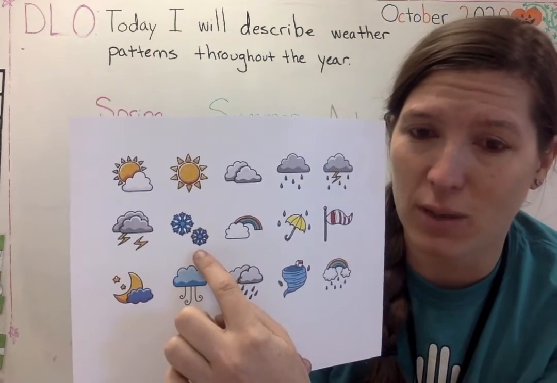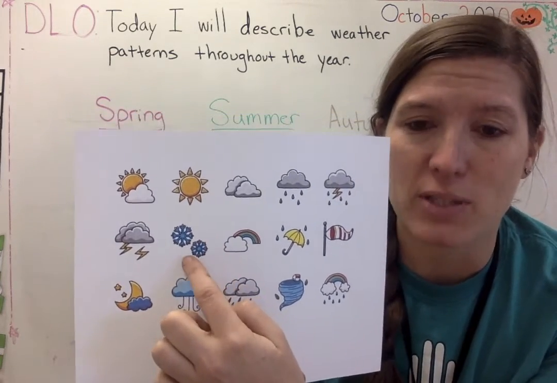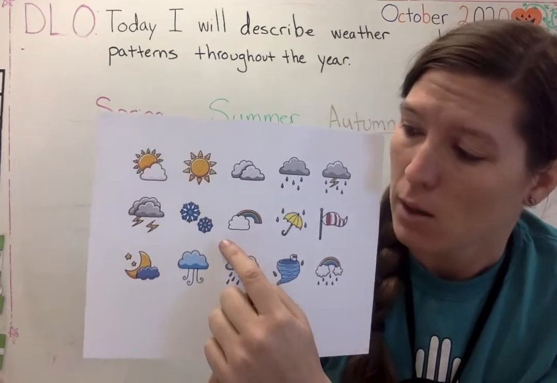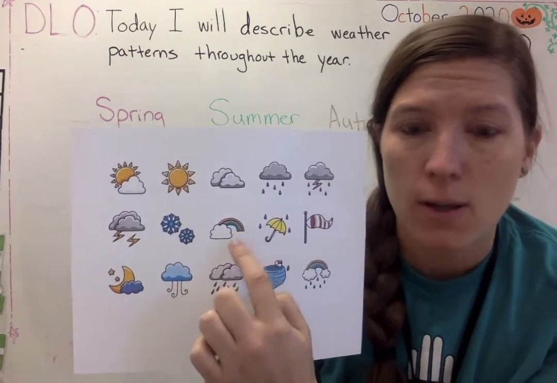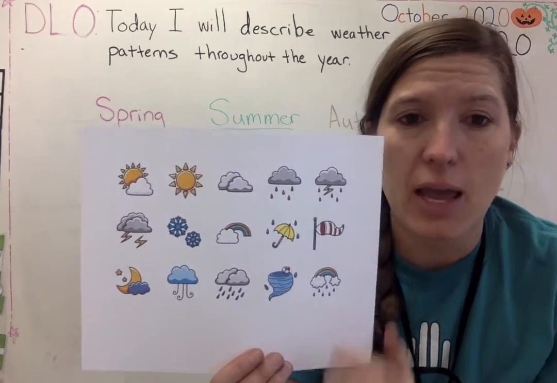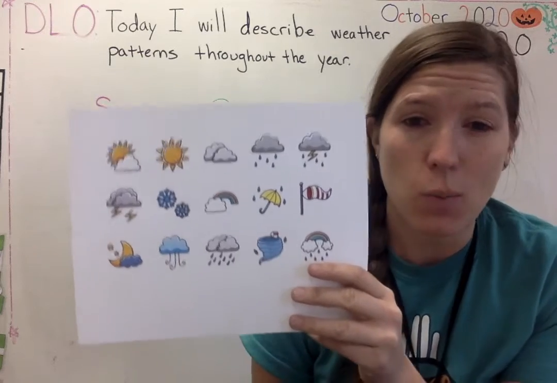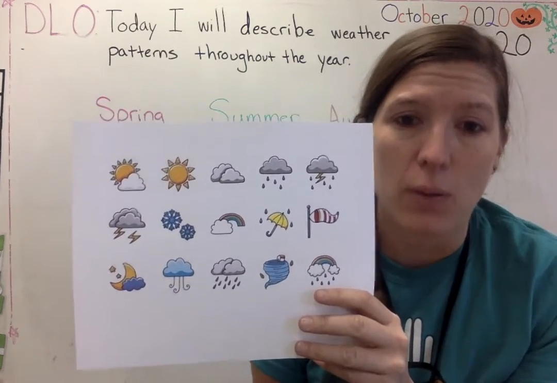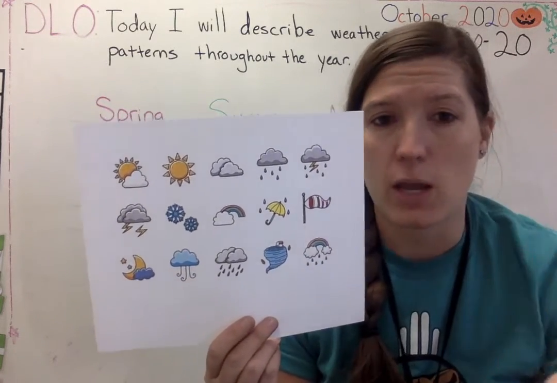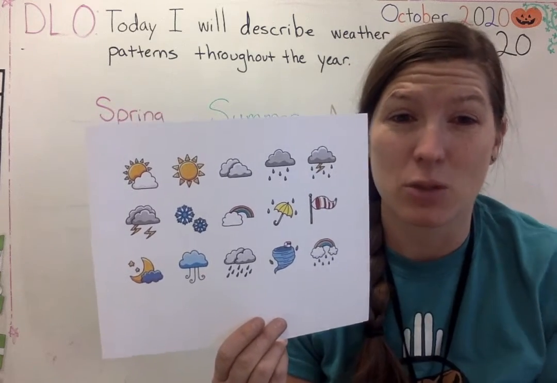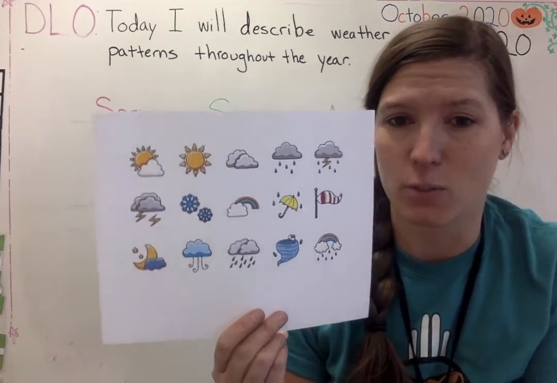This is my favorite weather. The snowflakes represent snowy weather. Cloud and a rainbow, that could represent partly cloudy day with some moisture somewhere, because rainbows only happen when it either has rain or snow. Sometimes you can see rainbows in the snow, but it's really tough sometimes.